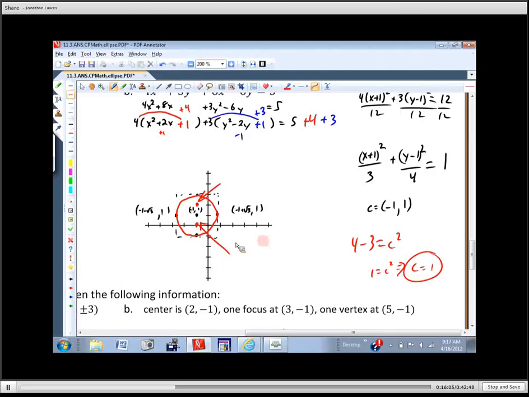This would be up 1, so this is going to be -1, comma 2. This is going to be -1, comma 0. Didn't go right or left. That's where the two foci are.